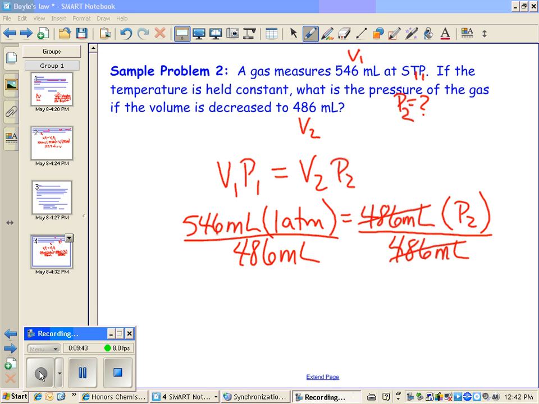All right, and look what happened to my units. Milliliters canceled out too, over here. Okay, so now I'm just going to do my math. I'm going to say 546 times 1 divided by 486 equals 1.12 atmospheres. The reason I know it's atmospheres is because that's the only thing that you can cancel out. So that equals my pressure 2. Good? Questions?